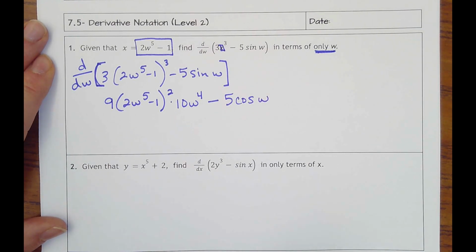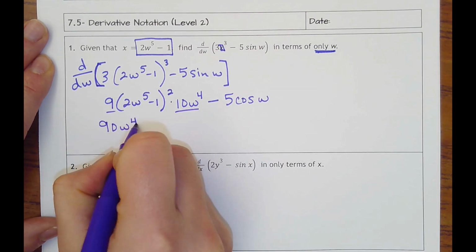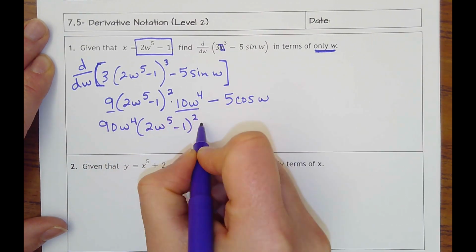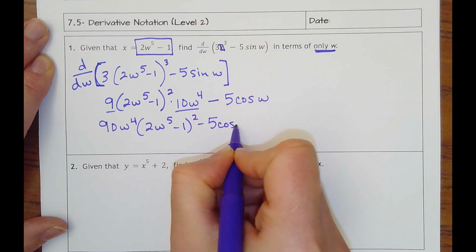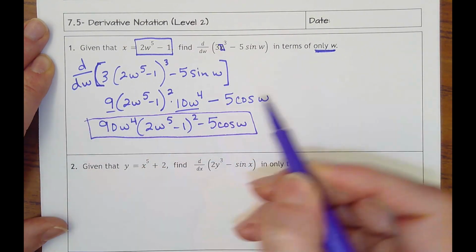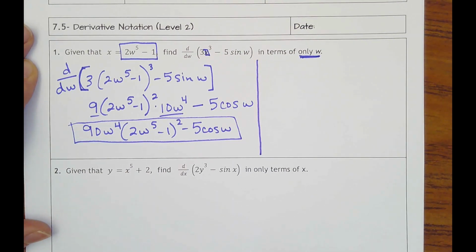And so that would be my answer, which I could, of course, multiply these to get 90 w to the fourth times 2w to the fifth minus 1 quantity squared. Okay. That's not the way I want you to do it on this lesson. So now I'm going to show you kind of the implicit way.